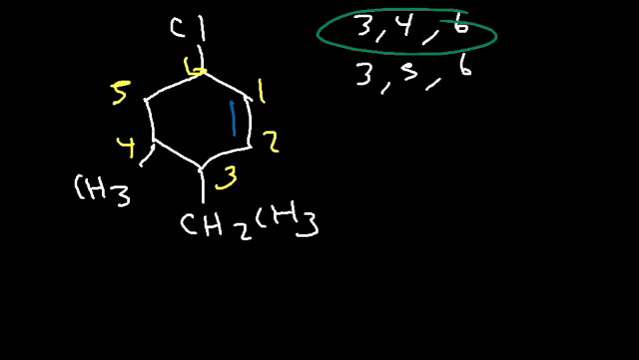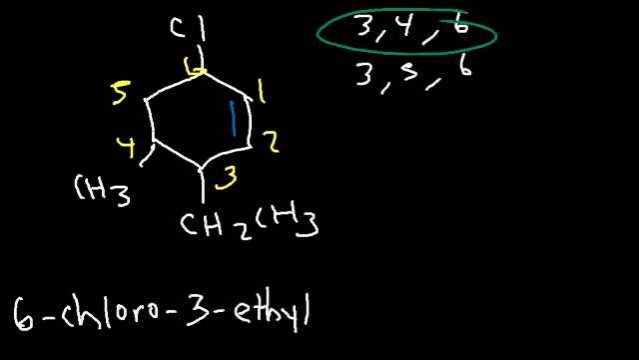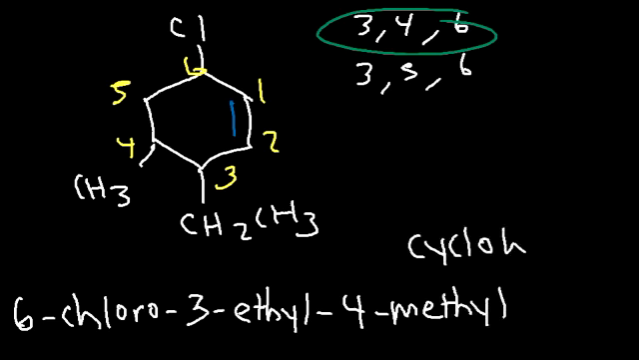Now the double bond is always going to be at 1, so we don't have to say 1-cyclohexene. The ending is just going to be cyclohexene. So now chloro comes before ethyl and ethyl comes before methyl. So let's put it together. So it's going to be 6-chloro-3-ethyl-4-methylcyclohexene. So that's how you can name it.